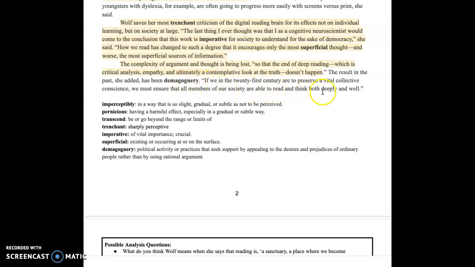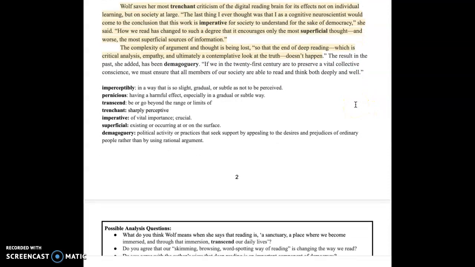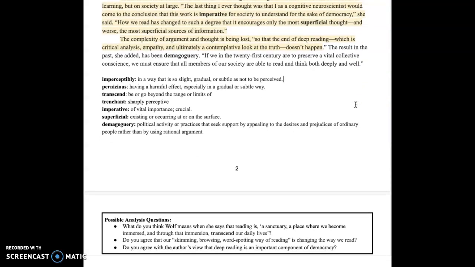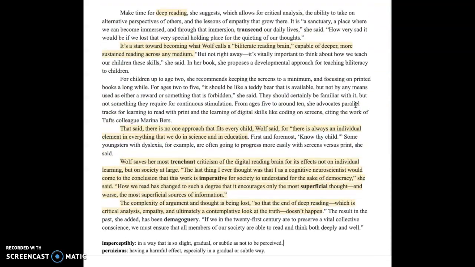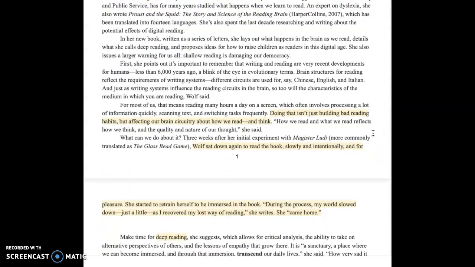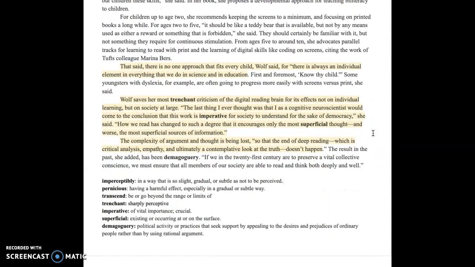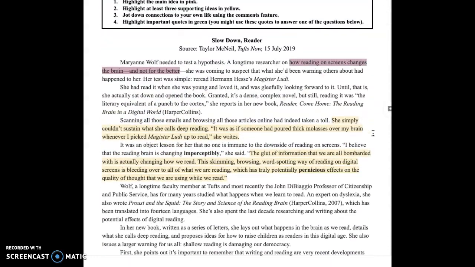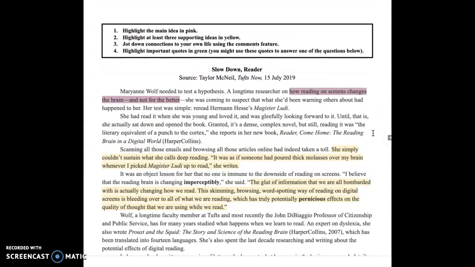If we in the 21st century are to preserve a vital collective conscience, we must ensure that all members of our society are able to read and think both deeply and well. So this article that started out just talking about digital reading versus what she calls deep reading, she really has an important insight for us as a society here at the end. I'm thinking more about how important this article is.